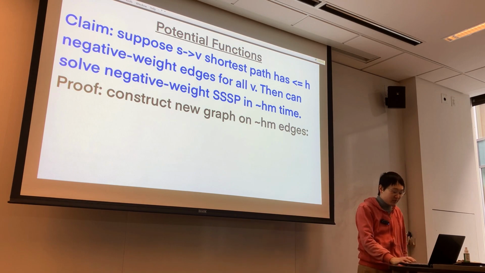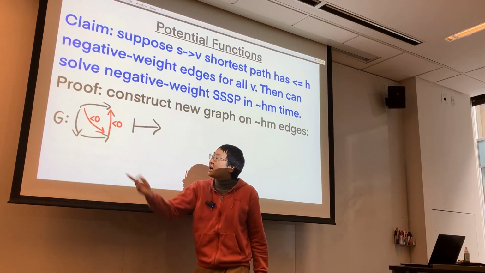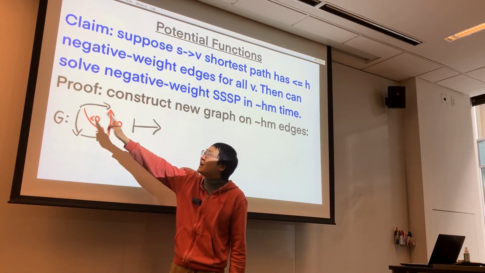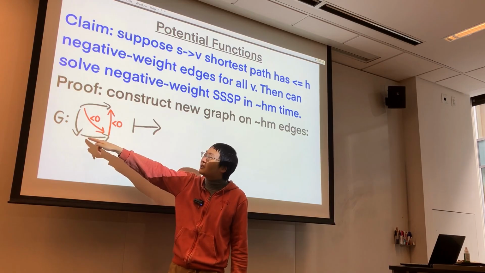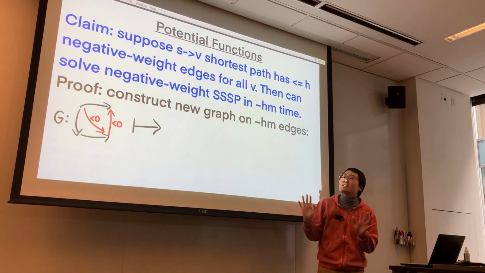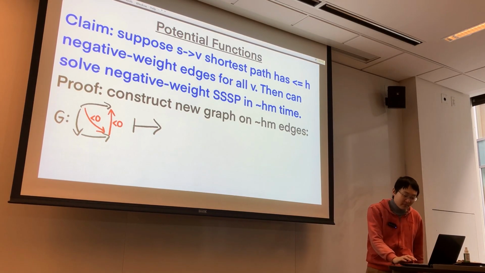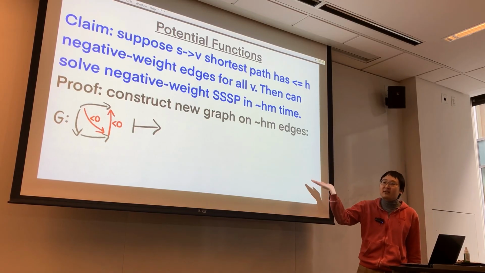I construct the following new graph. Let's say this is an initial graph. So it's a directed graph. I'll color the negative weight edges red. The non-negative will be black. I will not really designate weights themselves. They're not too important in the construction. But it is important to distinguish negative from non-negative.